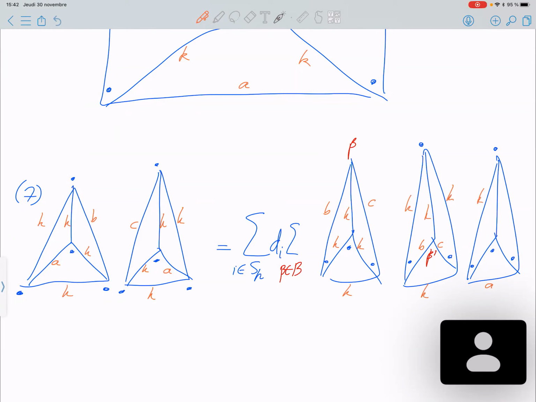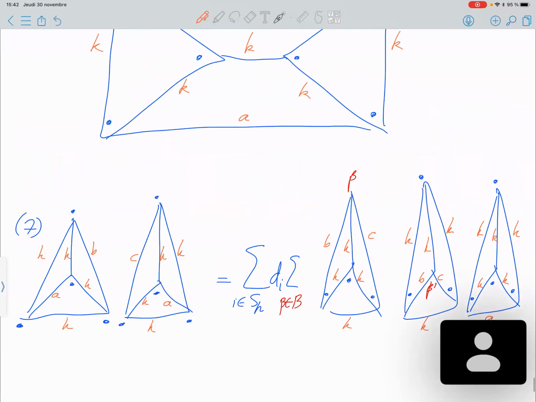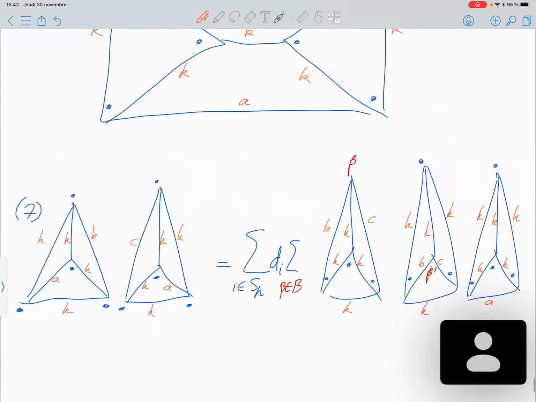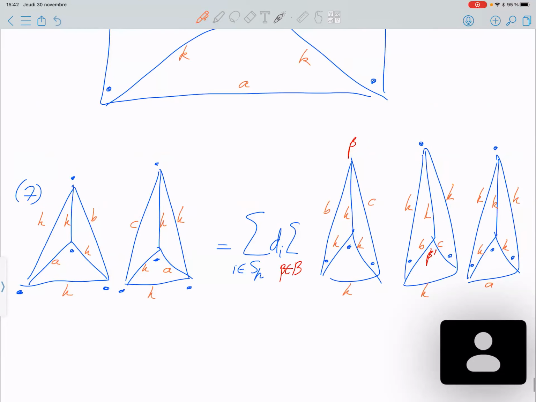Okay. So I drew it very quickly, but I guess I drew this thing enough times. I guess there is no confusion about what it means.